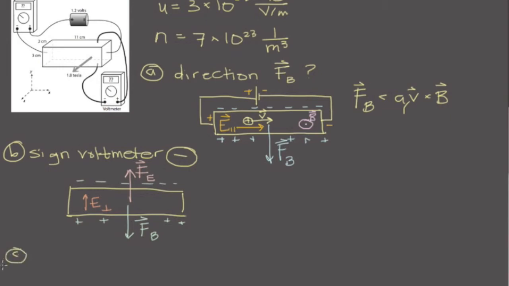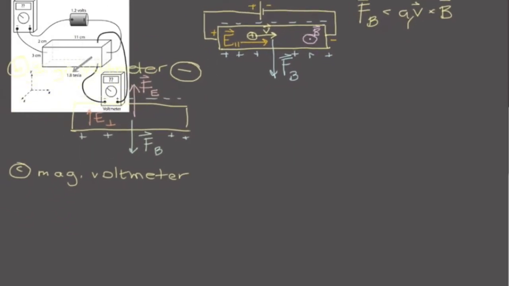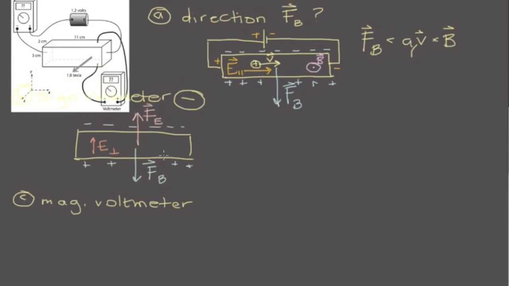In part C of the problem, we're looking for the magnitude of the voltmeter reading. In other words, we're looking for the magnitude of the potential difference between the top and bottom surfaces here. Let me scroll up a little bit so that we have some more space to play with things. What we just said a moment ago is that FE, the electric force, has to equal the magnitude of the magnetic force.